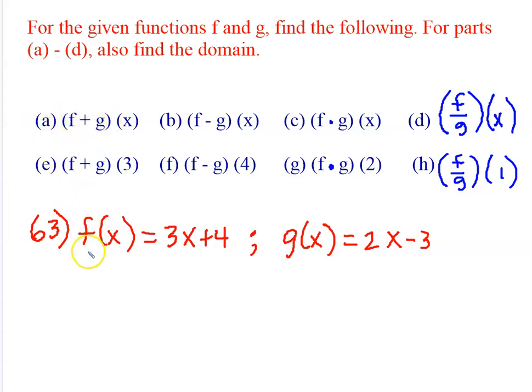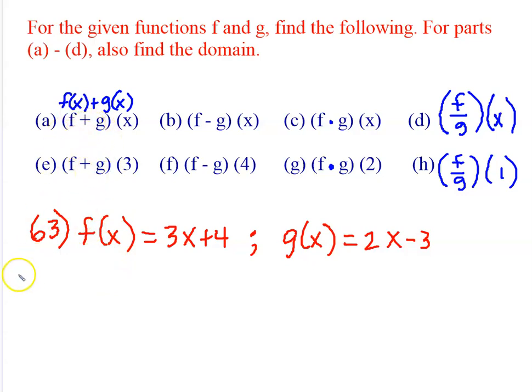Letter A says to take these two functions that are given to us as f and g, and it says to add them together. You could also think of this in a different way. It means the same thing, but it's like taking the f of x function and adding it to the g of x. So what I'm showing you here is two different ways of explaining the same operation on these functions.